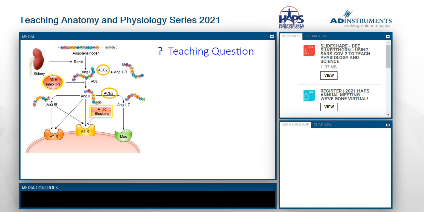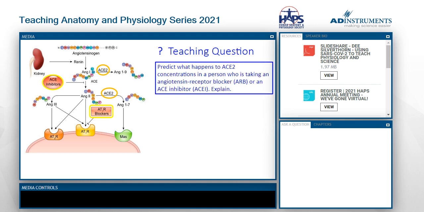So I give the students this figure, and the question I ask them is predict what happens to ACE2 concentrations in a person who is taking an angiotensin receptor blocker, an ARB, or an ACE inhibitor, and explain. Well, my students sometimes have trouble doing multiple steps of a thought process. So when they get stuck on this, which they often do, I break it down.